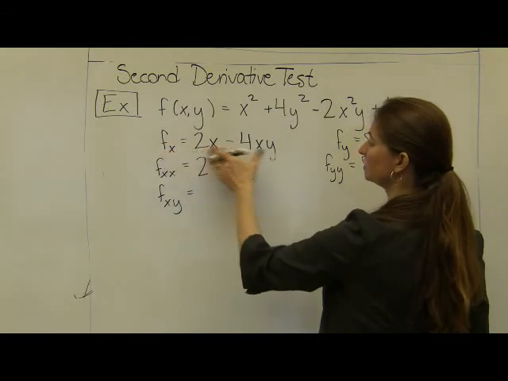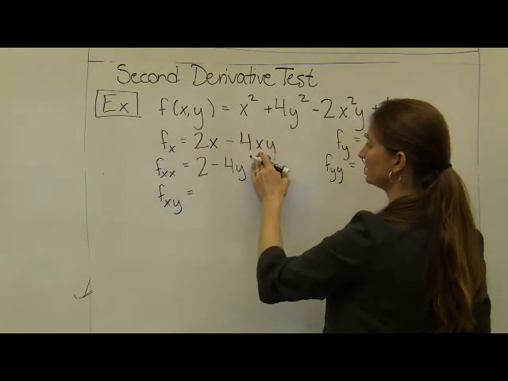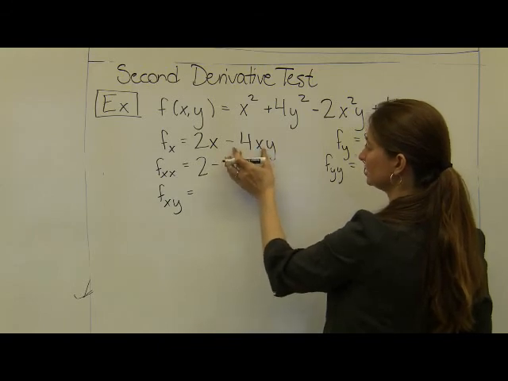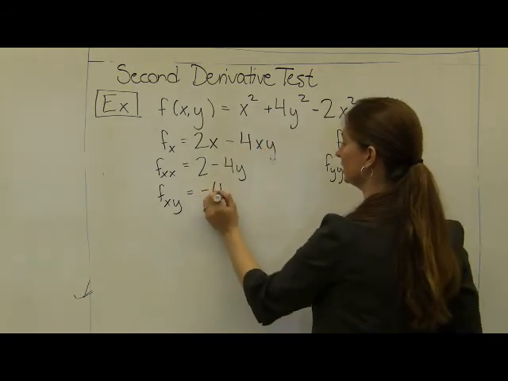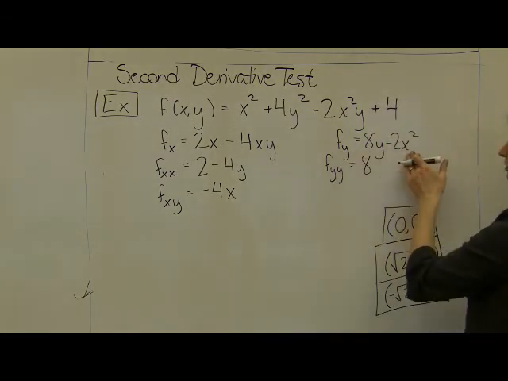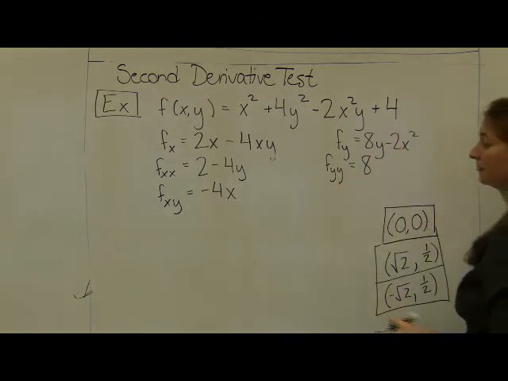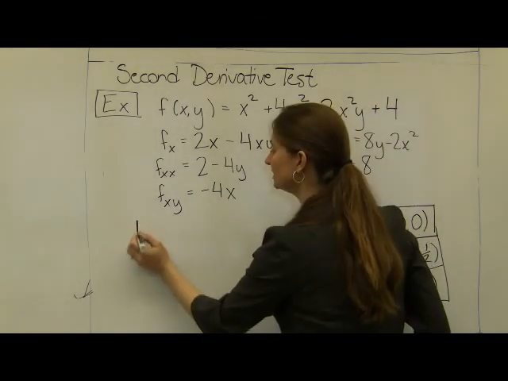And so I'm looking at my partial with respect to x, which is up here. And then I take the derivative with respect to y, which in this case is just this coefficient, negative 4x. Similarly, I could have done this by taking this function and taking the derivative with respect to x, which agrees, it's also negative 4x. So now we've come up with our discriminant.